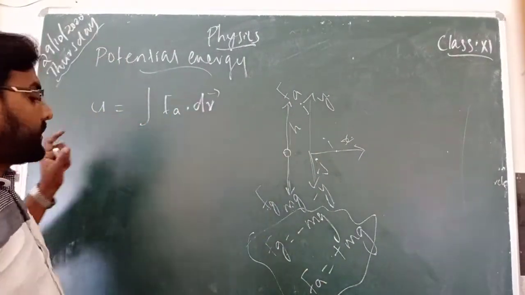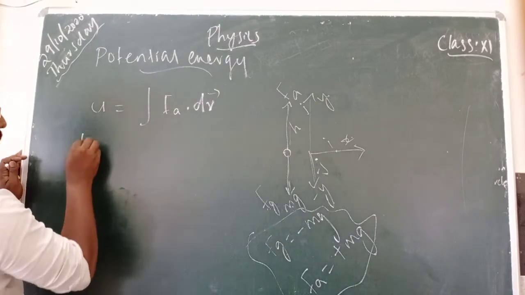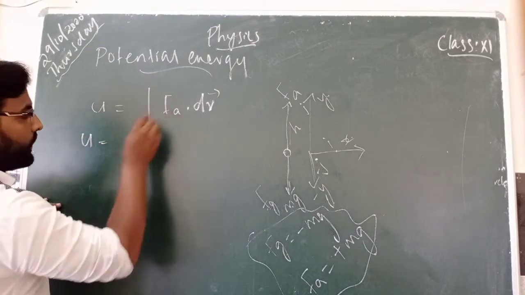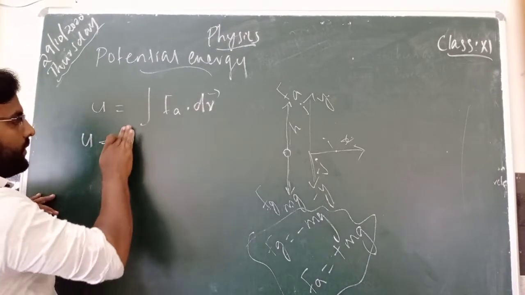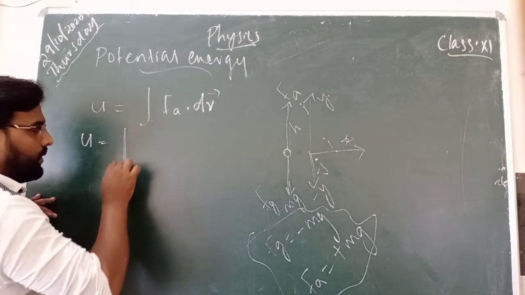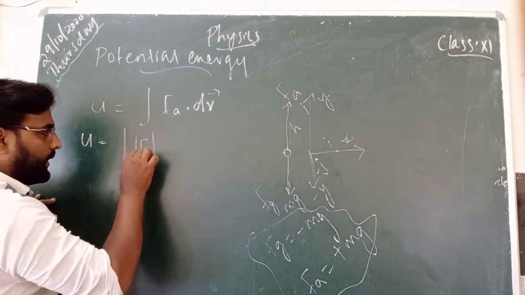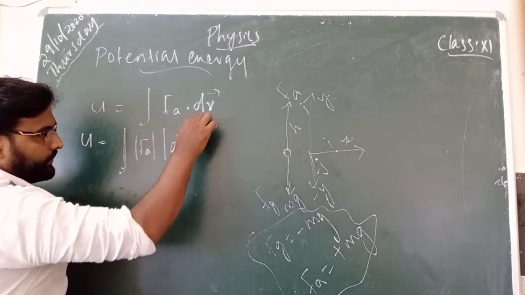Now you can use this formula. What is that? U equal to Fa. Fa means what? U equal to the magnitude of Fa, magnitude of dr.